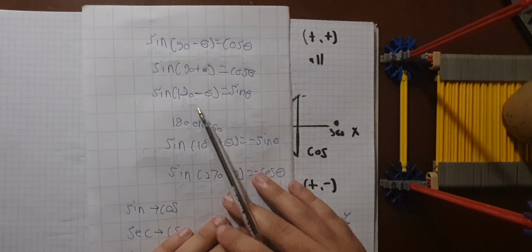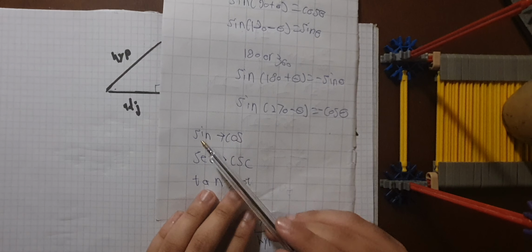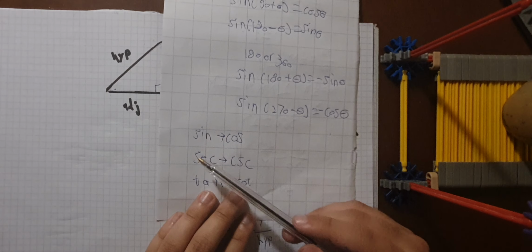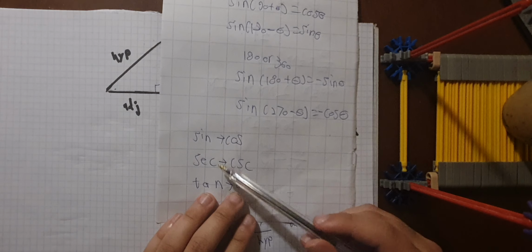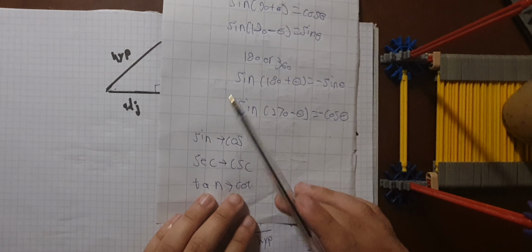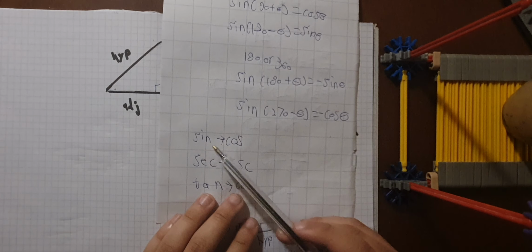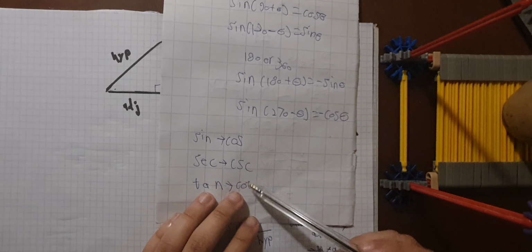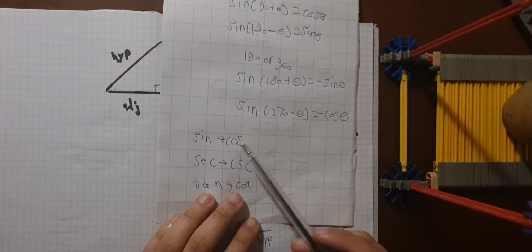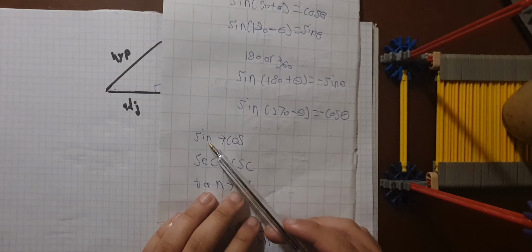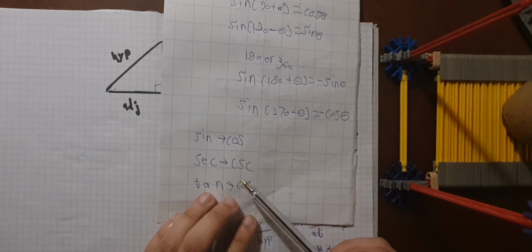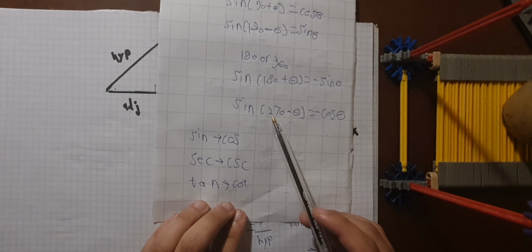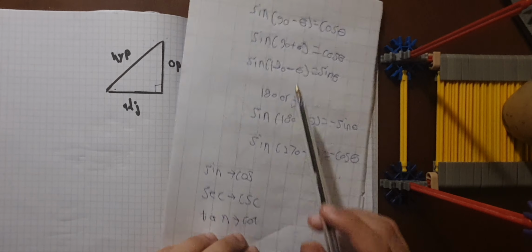But what flips into what? So here we see that sine flips into cosine, and sec flips to cosec, and tan flips to cotan. That's the reason they are also named like that. Sine, cosine, sec, cosec, and tan, cotan. And also the opposite is true. Cosine turns into sine, and cosec turns into sec, and cotan turns into tan when you have 270 or 90.